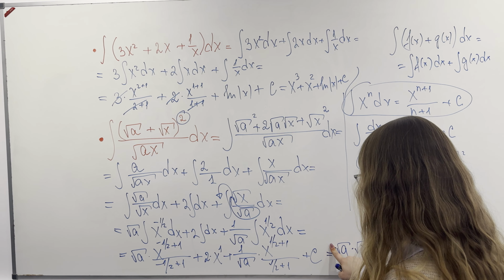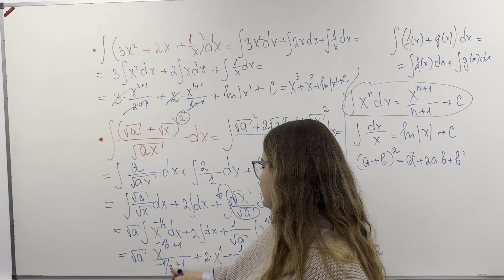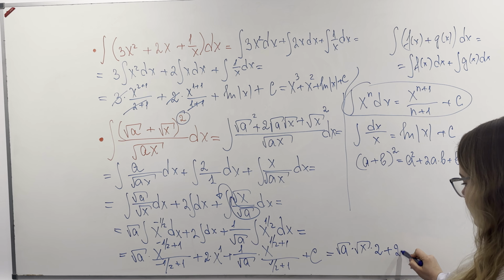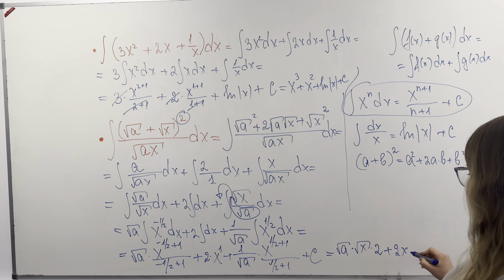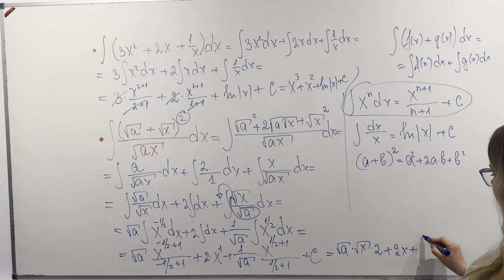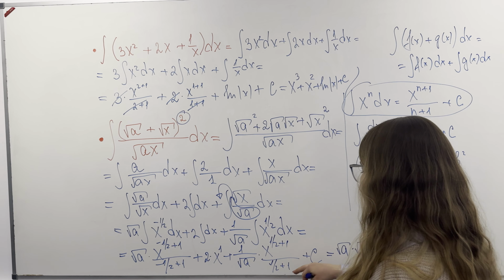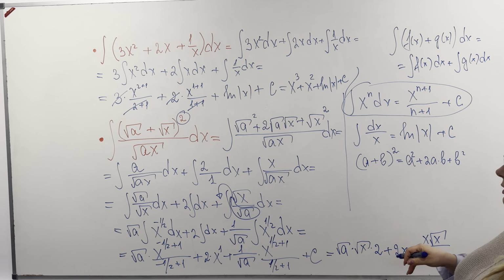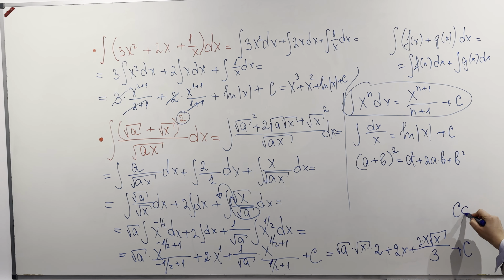Why minus? We have no minus. Minus 1 divided by 2 plus 1, it's 1 divided by 2, I'm sorry, plus 2x, and plus, let's see, here we'll have x multiplied by square root of x and divided by 1 divided by 2 plus 1, it's equal to 3 divided by 2. So here goes 3 and 2 we can write here. And plus c, where c is constant from real numbers.